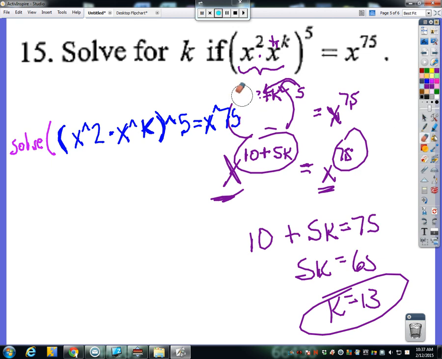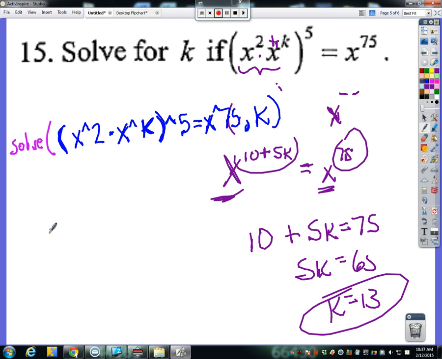Need some space here. And then what do I want to solve for? It's not x, I want to solve for k, so comma k. So if I were to type all that in my calculator, x squared times x to the k in parenthesis, that to the 5th power equals x to the 75th, comma k in parenthesis, enter.